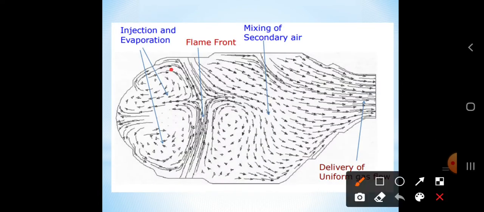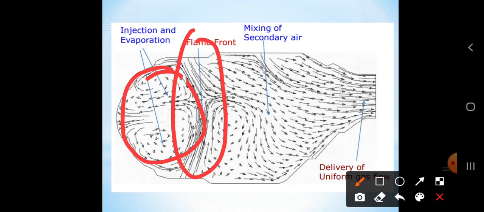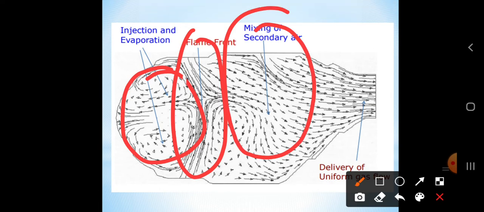Here we can see a zone where we inject fuel into the compressed air which is coming from the compressor, and then it gets evaporated in this particular zone. And here in the flame front, the process of burning will start, and then it will move towards the mixing of secondary air, where circulations will form in this zone.